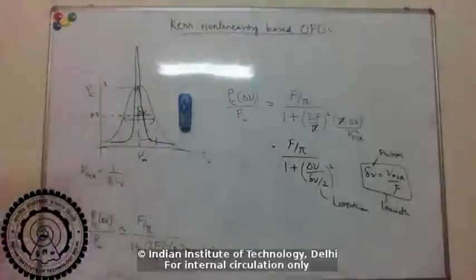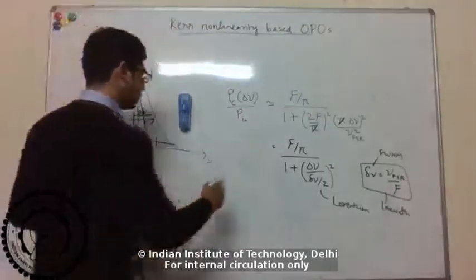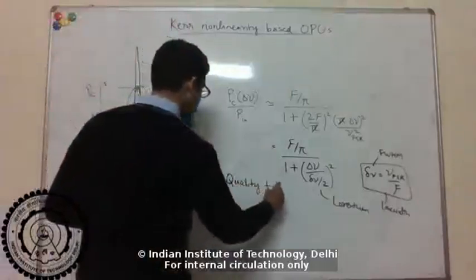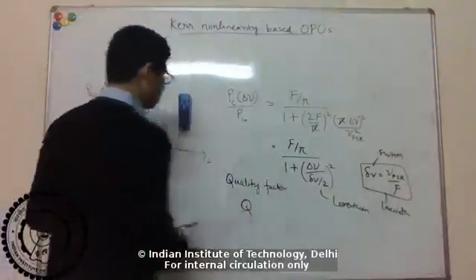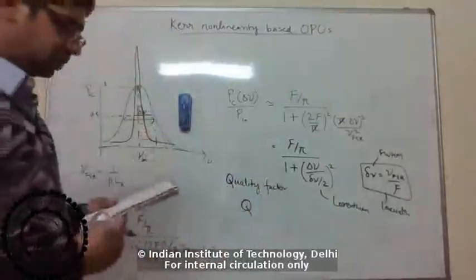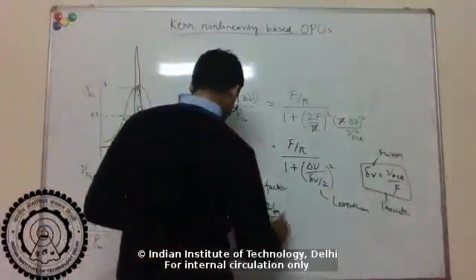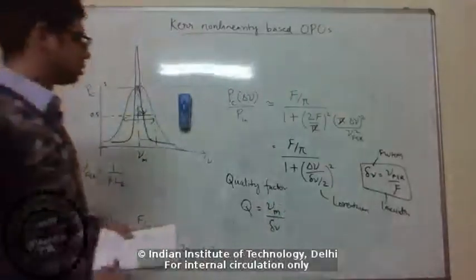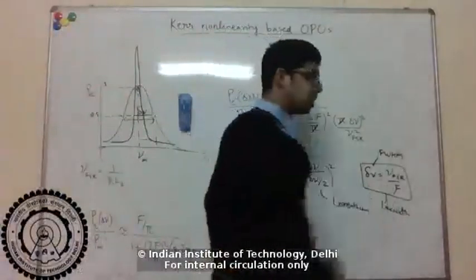Okay. So there's another term which is defined, which is sort of just analogous to the finesse, and that's called the quality factor. So the quality factor of a cavity is defined as the resonance frequency divided by the line width. So the finesse here you can see is the FSR divided by the line width.